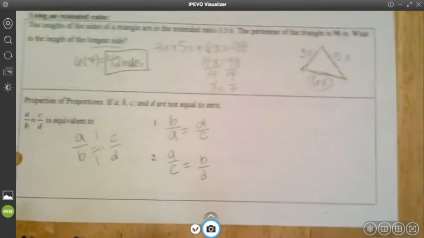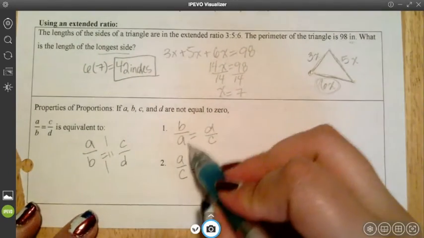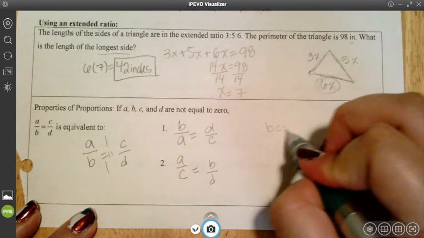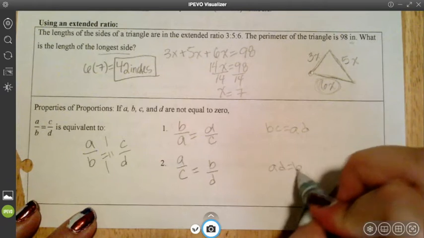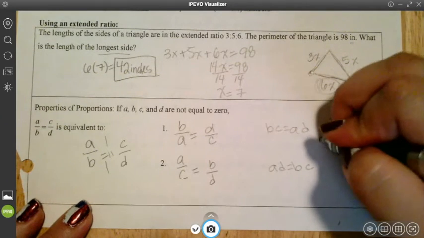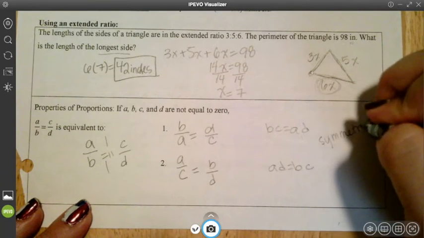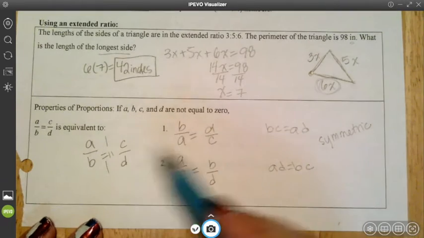Okay, and we'll see some examples of why we can do that, but the algebraic way that we can see this is if we cross multiply, this would be that bc equals ad. This will also be that ad equals bc. So with the symmetric property, we can prove that these are all equivalent ratios.